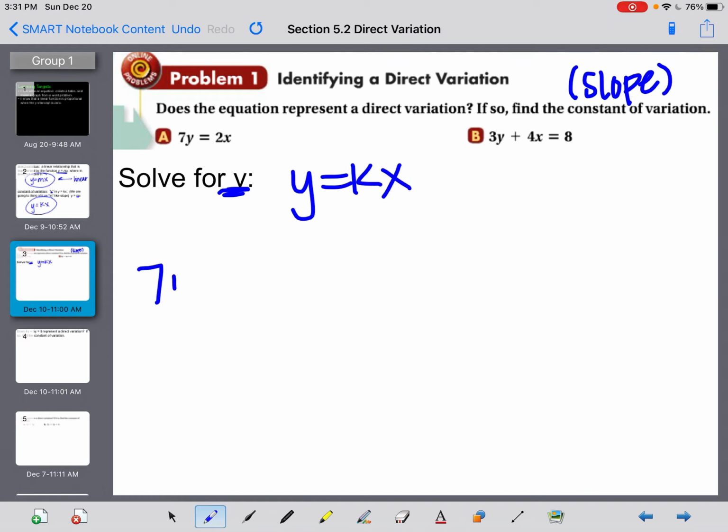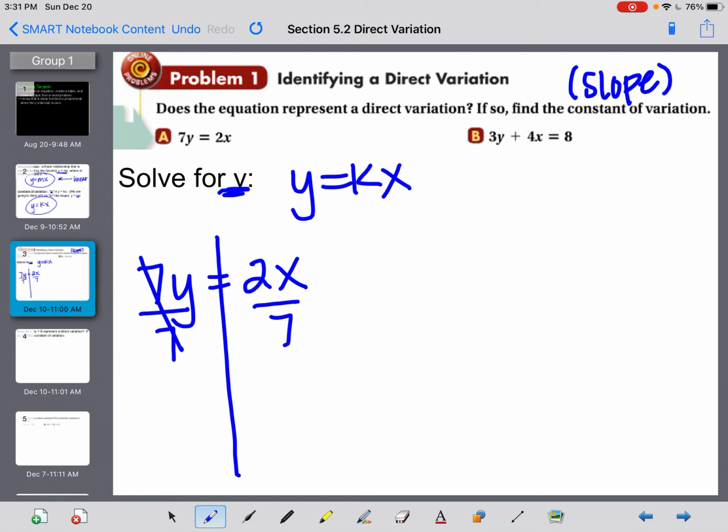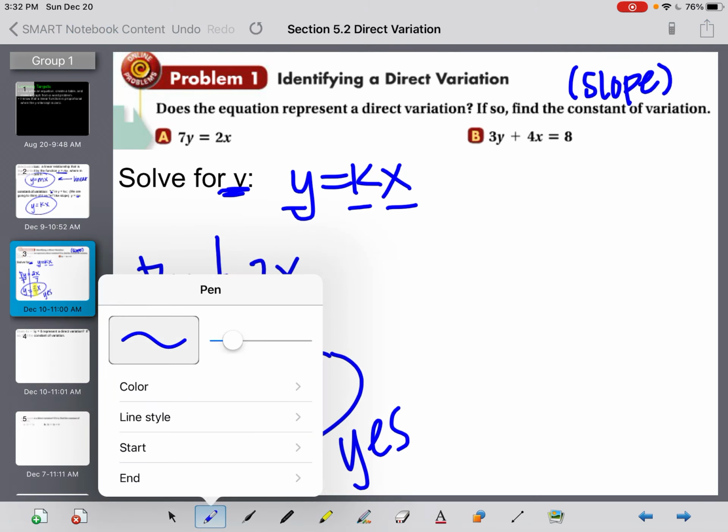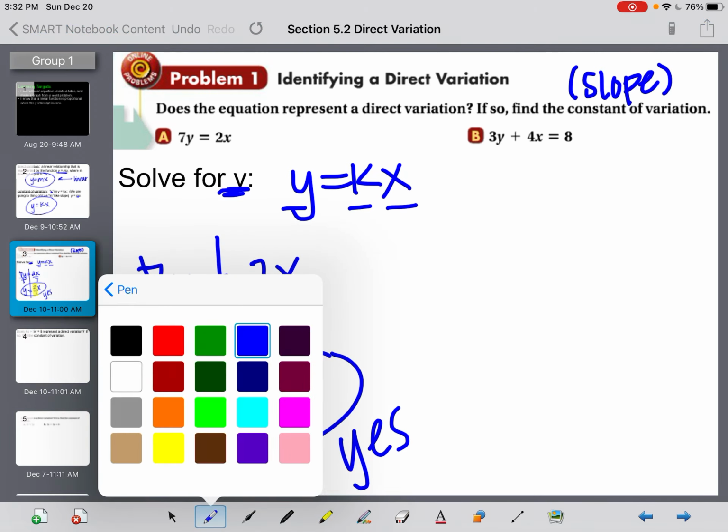All right, so we're going to start with what they give us. They give us 7y equals 2x, and if I'm trying to get y by itself, I'm going to divide by 7 on both sides, which leaves me with y equals 2/7 x. That does look like a direct variation. We have y equals some number times x, so this is a yes. And our constant of variation is this 2/7 right there. That is our k.